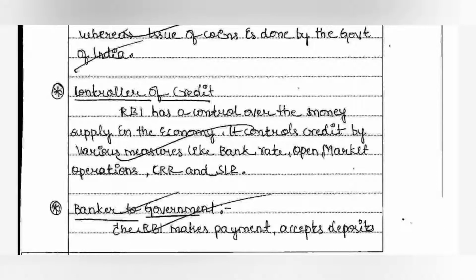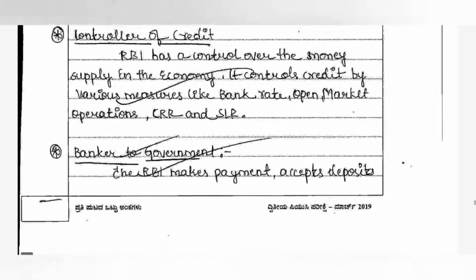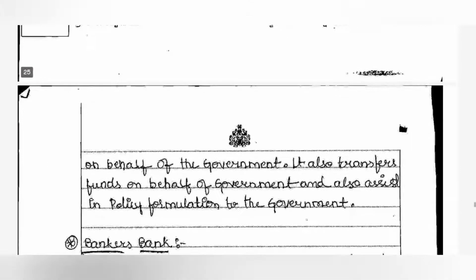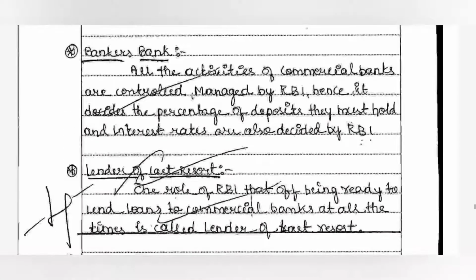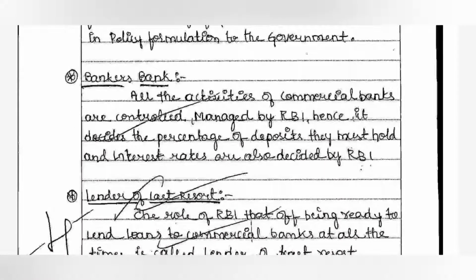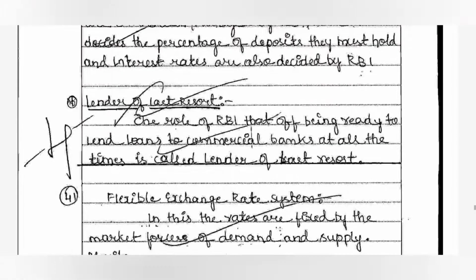RBI is the controller of credit. RBI has the authority over repo rates. Whenever there is excess liquidity of credit in the country, it will try to control it by increasing the repo rate. And when there is not enough credit supply in the country, it will try to enhance credit facility by reducing the repo rate. That is why it is a controller of credit. Banker to the government, and bankers' bank. RBI is the apex bank which helps the rest of the banks, and RBI is the lender of last resort.